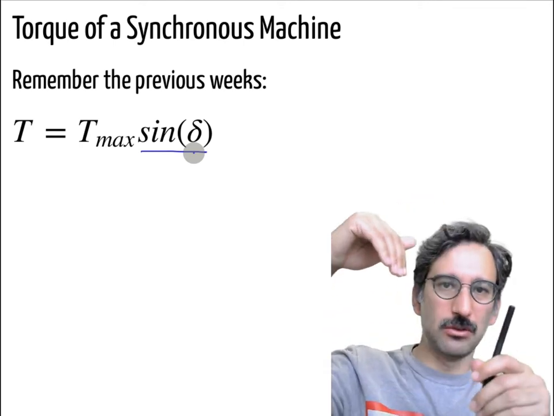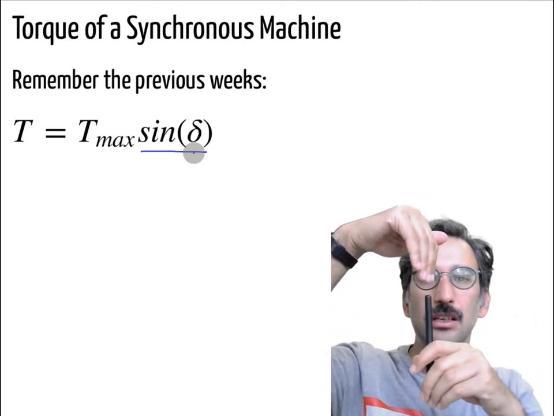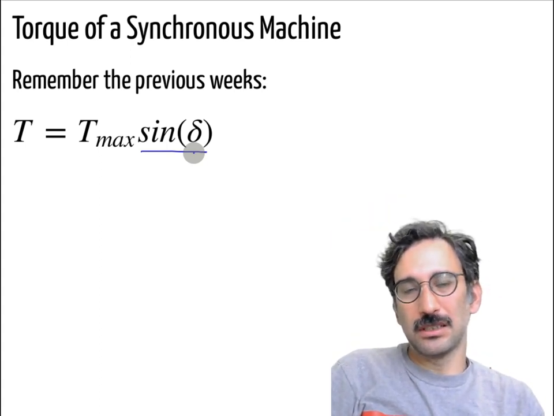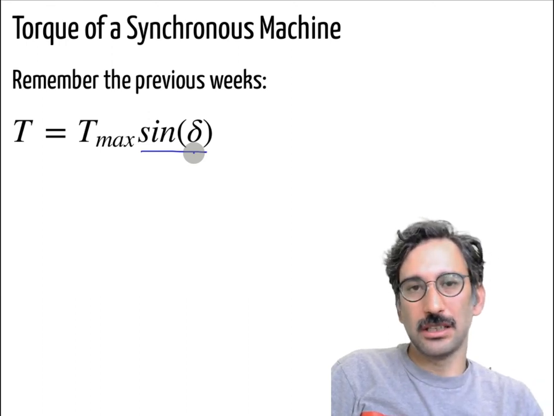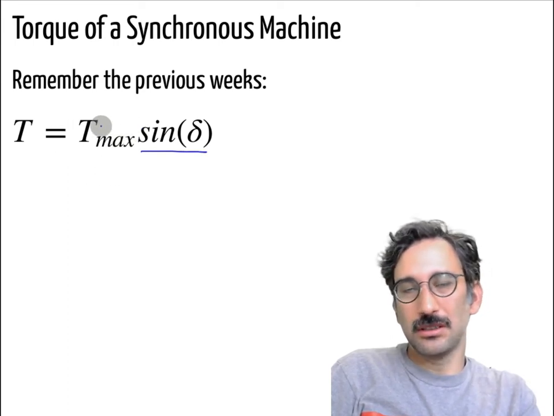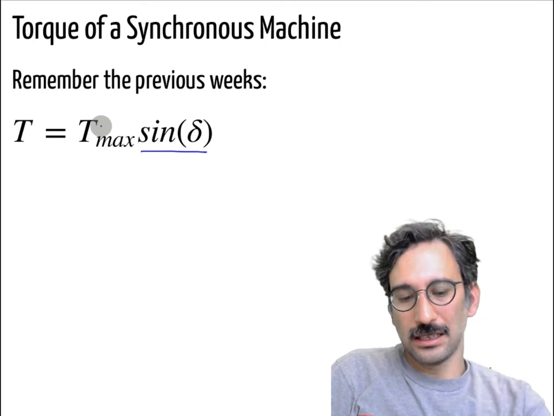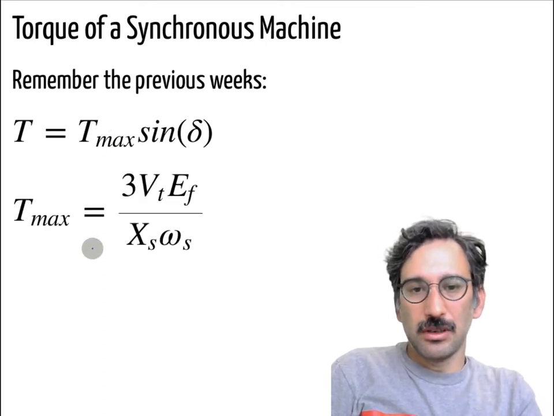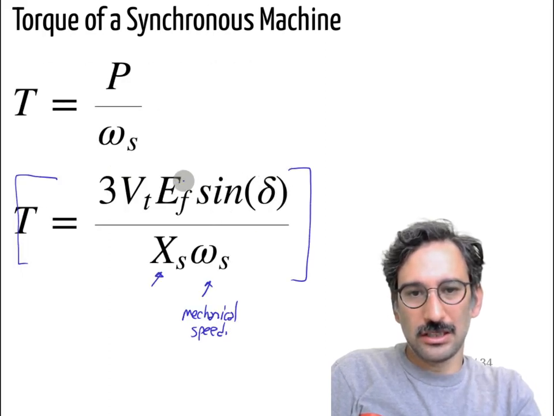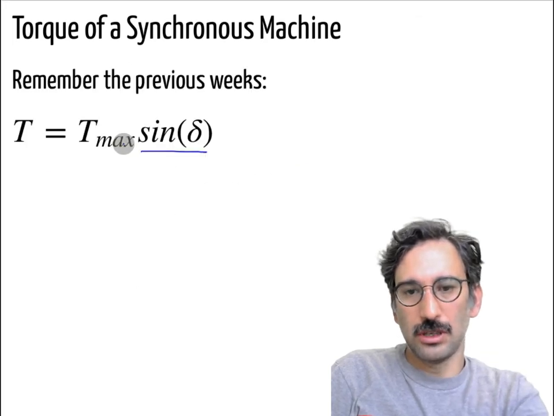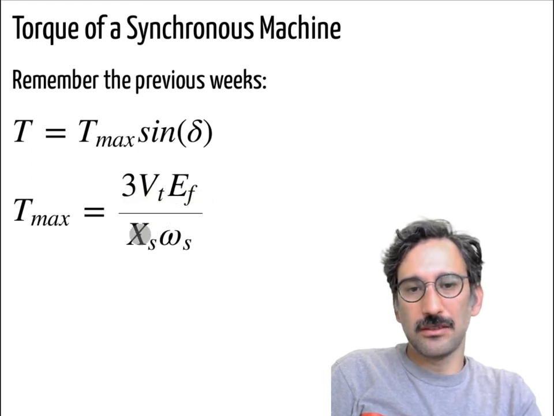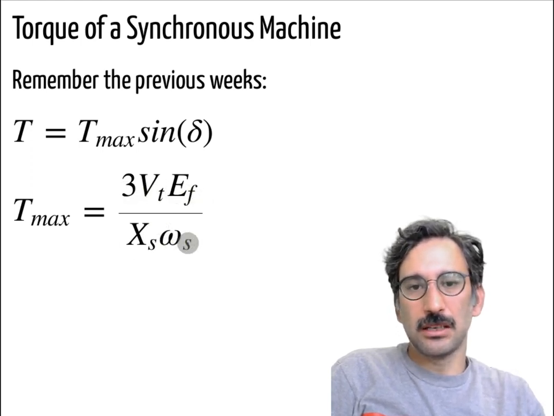So the difference between those MMFs, if they are perfectly aligned, then there will be no torque, and you generate maximum torque when the derivative is maximum, and that was, in an ideal machine, 90 degrees. So you have some Tmax. Now, in the early weeks we talked about that as a constant, but we can now write it from that equation. Okay, so if this is the load angle, this is changing, we can write the maximum torque like that. So the maximum torque is 3 times Vt times EF divided by XS divided by omega s.